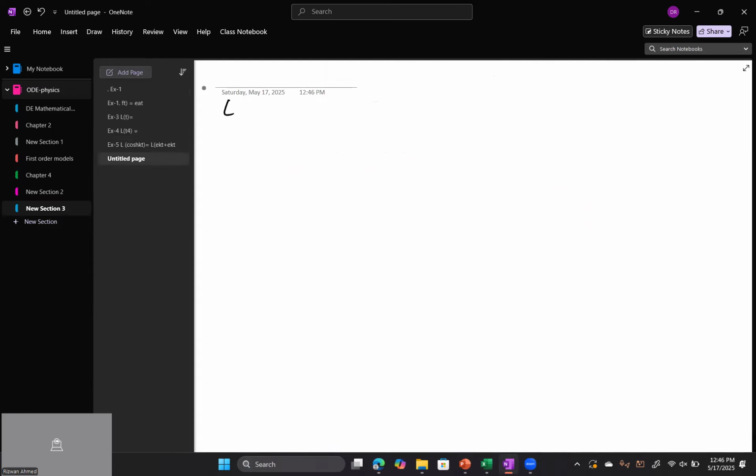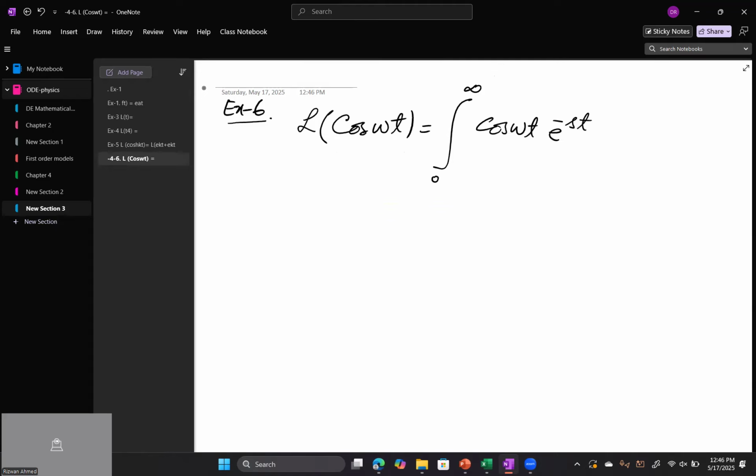So example 6, the Laplace transform of the function cos of omega t. So you can trace it from the integral from 0 to infinity of cos omega t e raised to the power minus st dt. So this integral can be evaluated and limits can be applied.